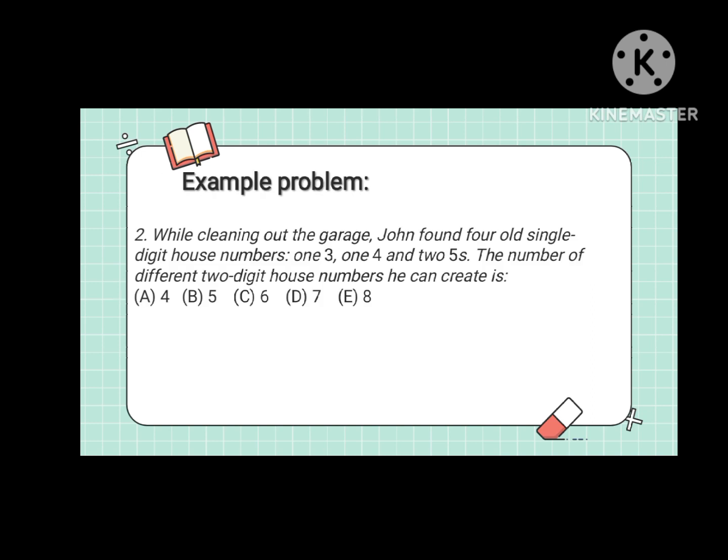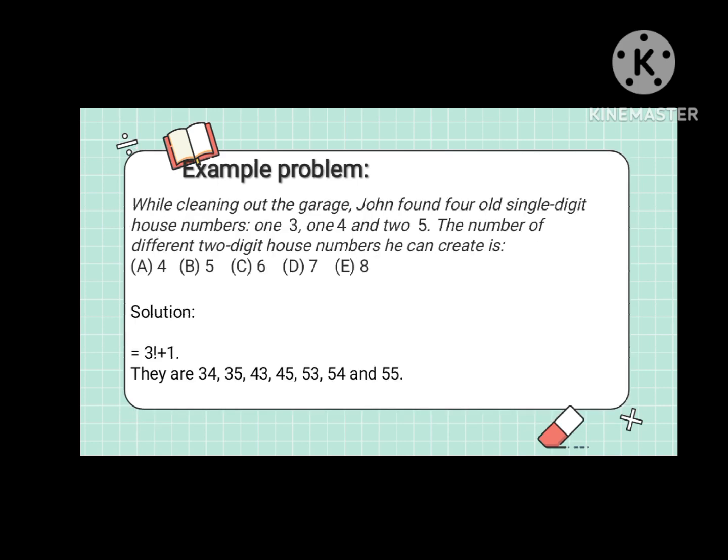While cleaning out the garage, John found 4 single-digit house numbers: 3, 4, 5, and 5. The number of different 2-digit house numbers he can create is? Solution: all the 2-digit numbers will have distinct digits selected from 3, 4, 5, except the extra possibility 55.